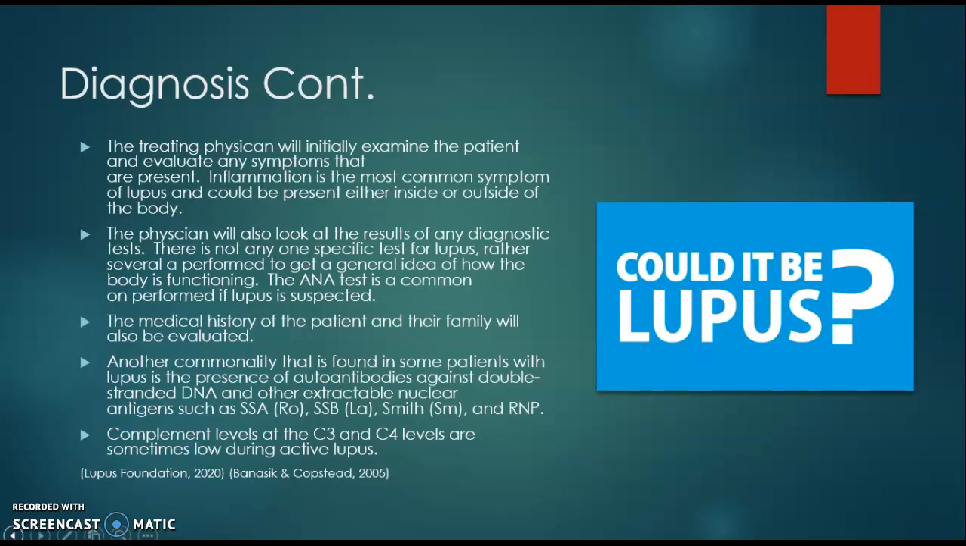The treating physician will initially examine the patient and evaluate any symptoms that are present. Inflammation is the most common symptom, and it could be present either inside or outside the body. They'll also look at any diagnostic tests that they could use. As mentioned, the ANA test is the common one for lupus, so if that's suspected, that's one of the go-tos. The medical history of the patient and their family will be considered. And then another commonality that's found in patients with lupus is the presence of those autoantibodies. And these are against a double-stranded DNA or other extractable nuclear antigens.